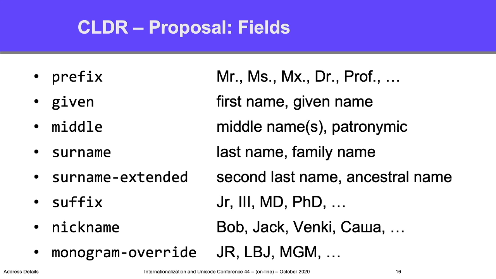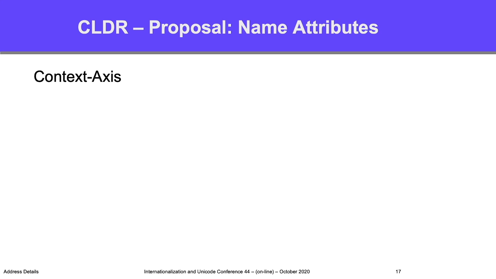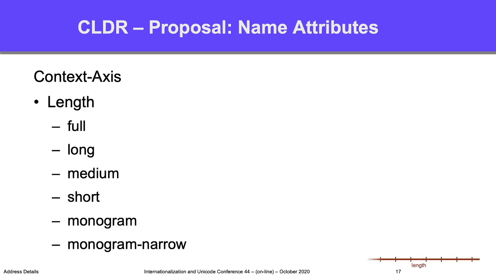Let's look at some of the context axes. First one is length. The attributes we thought of initially are full, long, medium, short, which match the contexts that we have for the members on the team from Apple, Microsoft, Google, PayPal. And also monogram, which you might have for two or three letters, and monogram narrow, which you have in various chat sessions, that may be just a single letter.